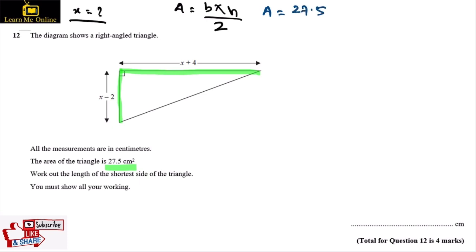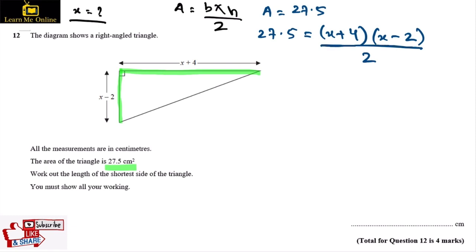So I'm going to replace this in the formula, which is 27.5 equals, what's the base? Base, as we said, is x plus 4 times the height, which is x minus 2, and the whole thing is divided by 2. So I use the area of the triangle formula, and now I'm going to do the simplification.